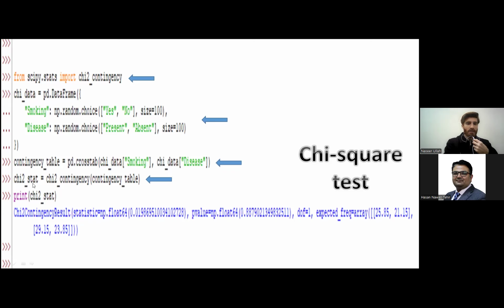Now from chi stats we will apply the chi-square test, and the chi-square test is chi2_contingency and the contingency table. So if we print, the value will come, the p-value will come here as 0.88, and the expected frequency and observed data will come in the results.